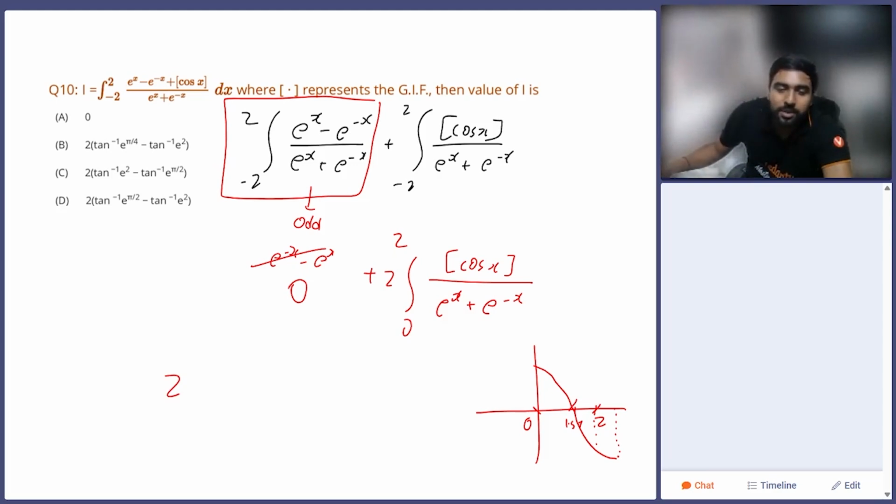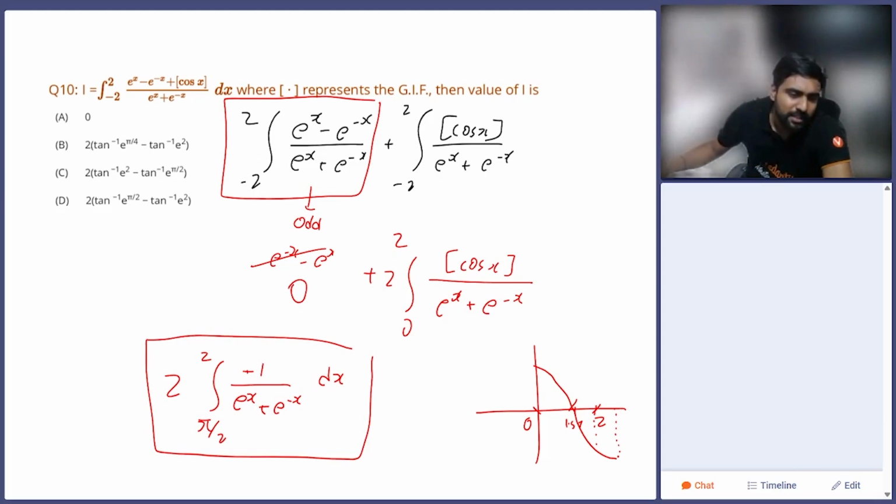So I can write this as 2 times the integral from pi by 2 to 2, where the greatest integer function is minus 1, upon e^x plus e^(-x). This is what the question overall reduces down to. Let's take this minus sign also outside.